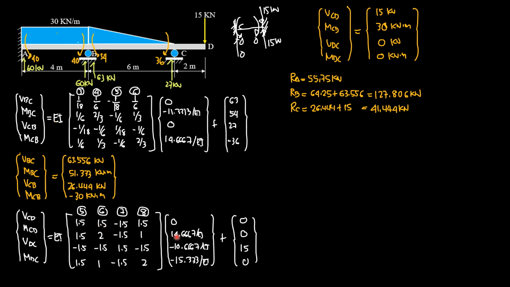Shear CD 1.5 times 14.667 plus negative 1.5 times negative 10.667 plus 1.5 times negative 15.3333 plus 0. The result is 15. So that's expected. Then moment CD 2 times 14.667 plus negative 1.5 times negative 10.667 plus 1 times negative 15.3333 plus 0. That's 30 kilonewton meter.